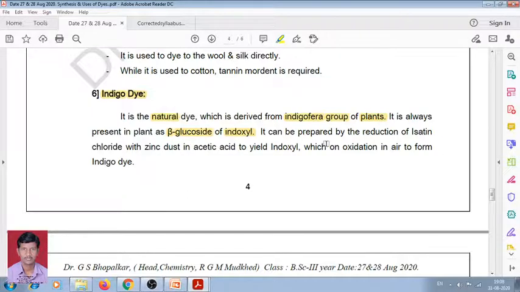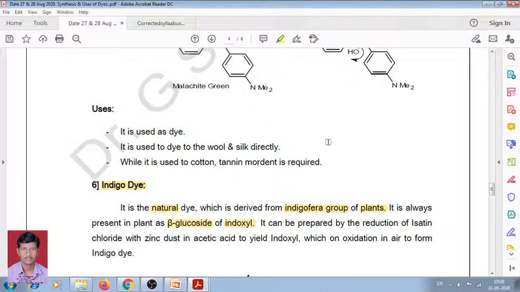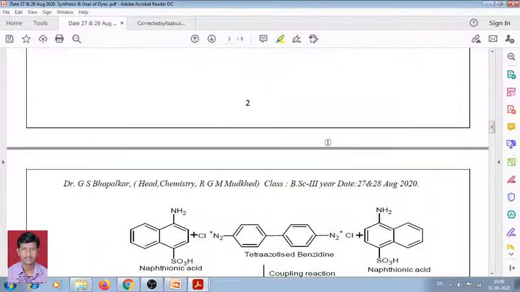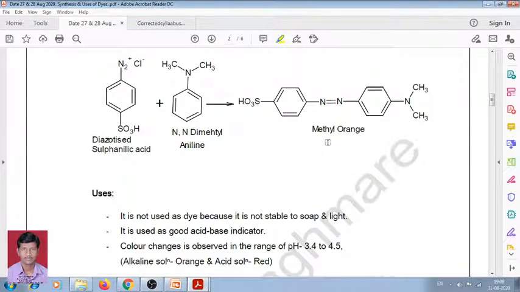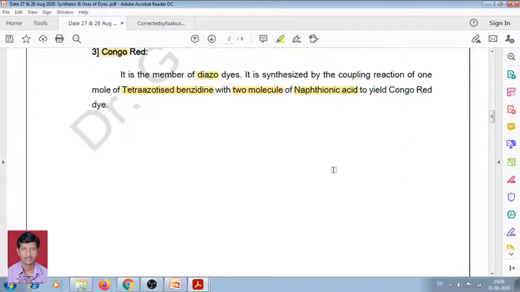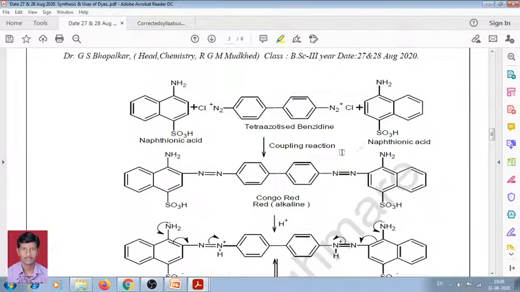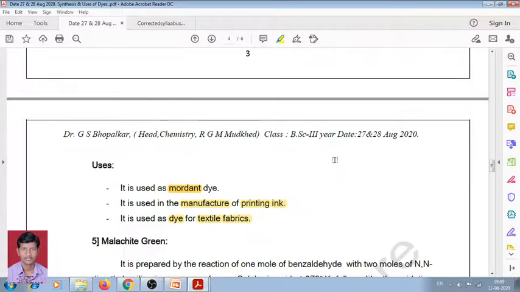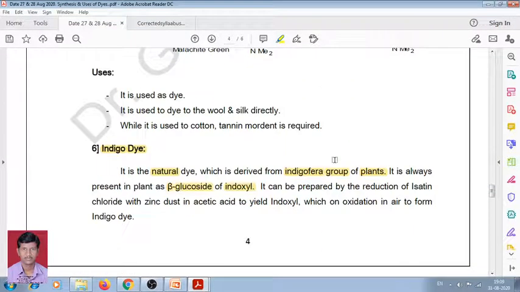Right? Means we have learned how many dyes? 3 dyes. Means first one we have learned the Congo red. Okay, this is the structure of Congo red. This is the structure of Congo red. Then we have learned alizarin. Okay, and next at last we have learned the indigo dye.